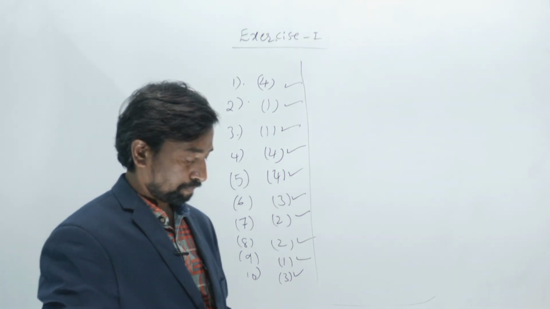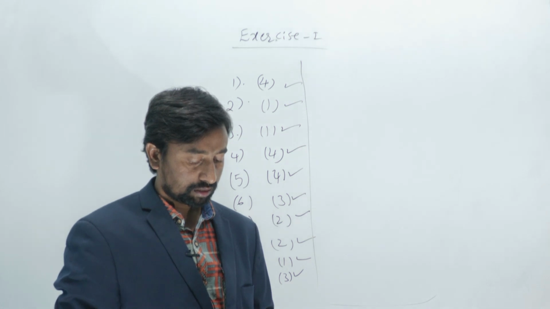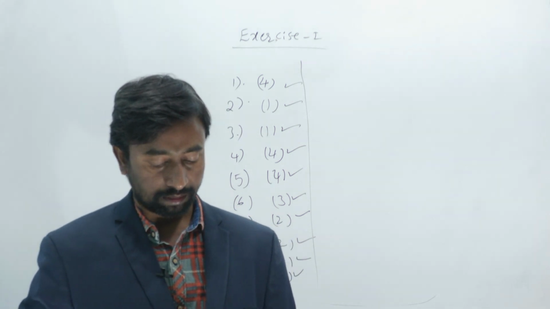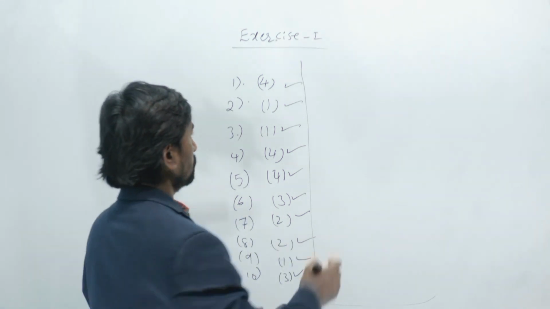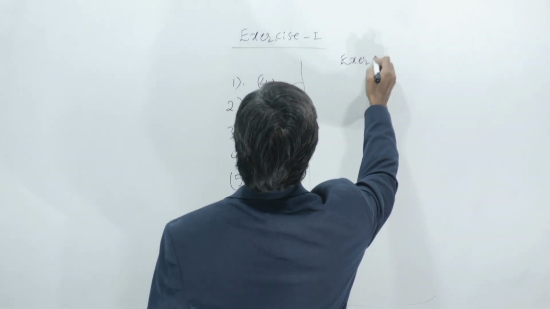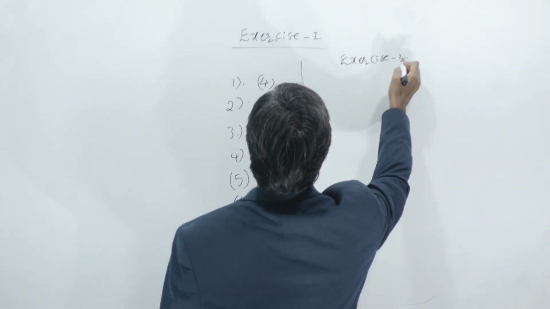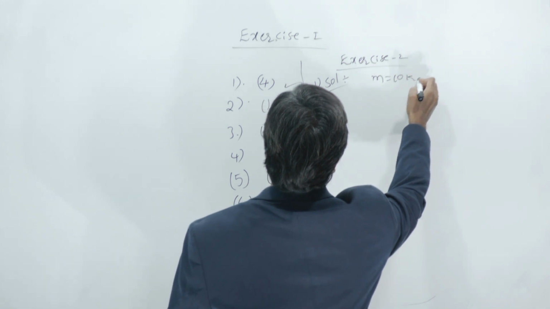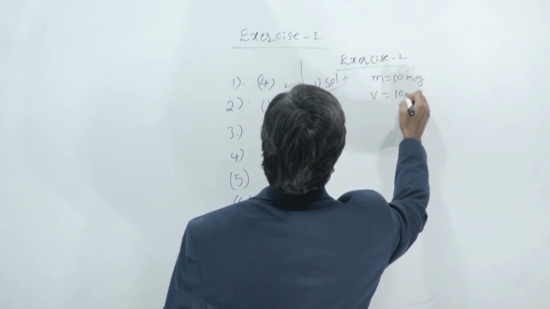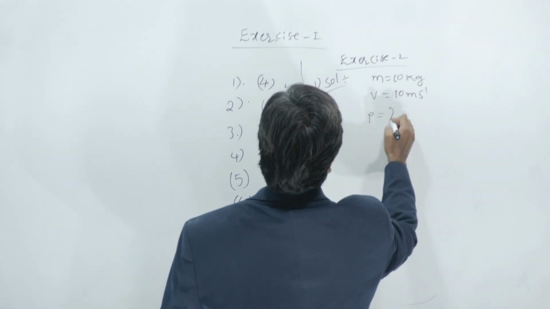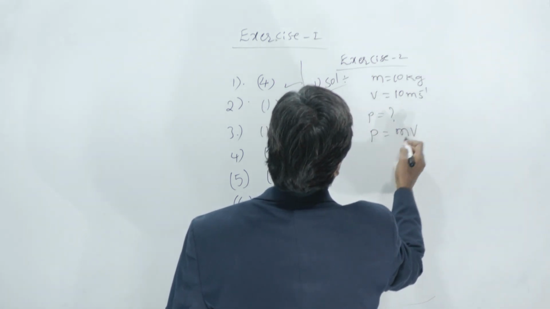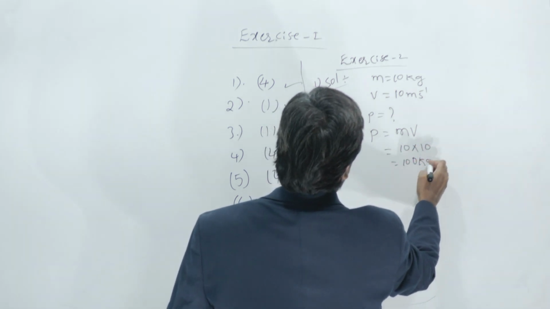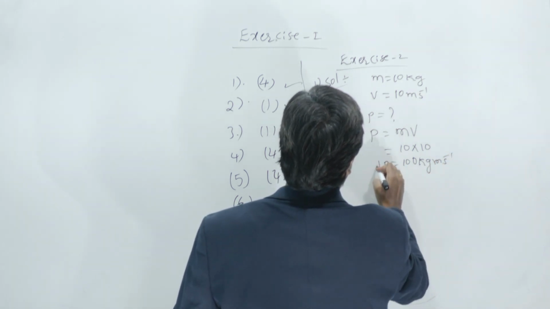Now the exercise problems. What will be the momentum of a body if the mass is 10 kg moving with velocity 10 meter per second? First solution: mass is given, m is equal to 10 kg, and velocity is 10 meter per second. Momentum is p equals m into v, which is 10 into 10, so that is equal to 100 kg meter per second. This is the momentum.